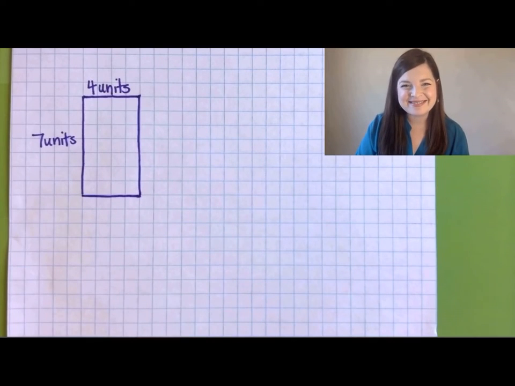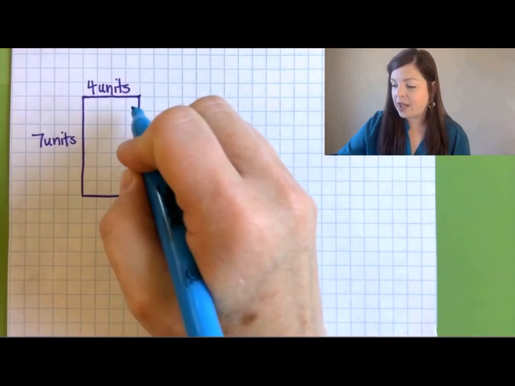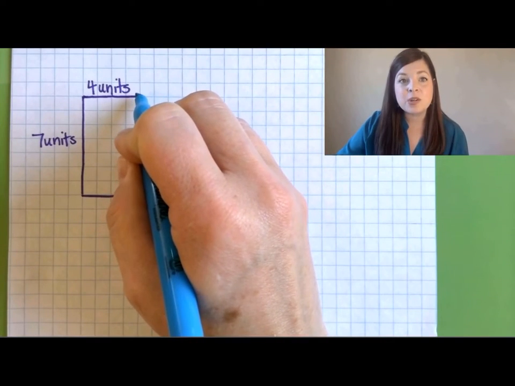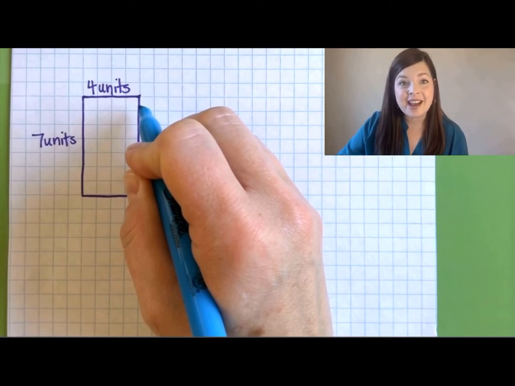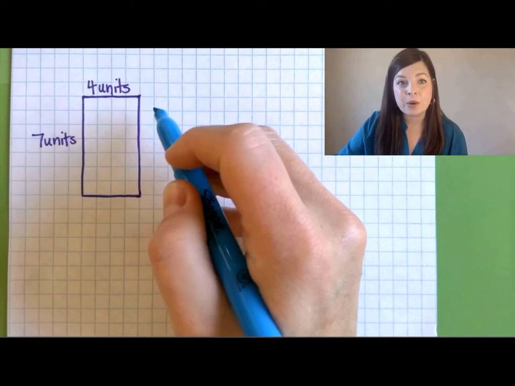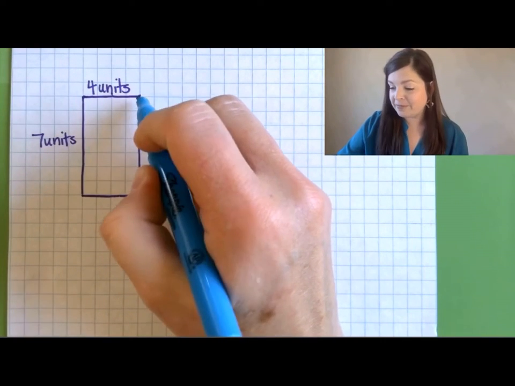Great noticing. Now, I want you to grab your pencil, and I'm going to use a highlighter so that we can really see it on the screen. And I want you to put your pencil on any one of the corners of the rectangle. I'm going to put mine here, and we're going to trace around the outside of the rectangle until we get back to where we started. Okay, let's do it.